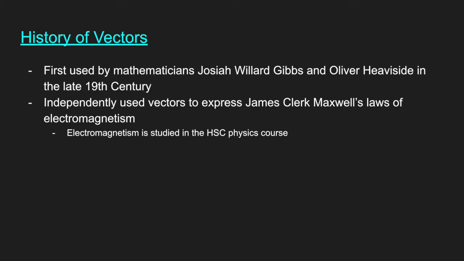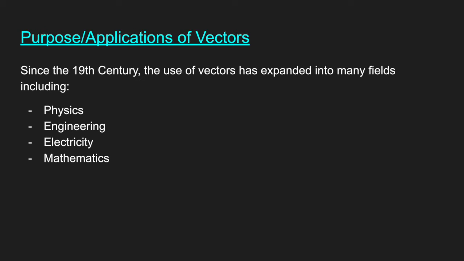In each of my lessons, I will look to emphasize the applications of what we are studying so that you truly know what you are getting out of the course. Vectors were first used by Josiah Willard Gibbs and Oliver Heaviside in the late 19th century. They were mathematicians who independently used vector analysis to express the laws of electromagnetism. This is a branch of physics often synonymous with light, which was synthesized by another physicist, Maxwell. Since this time, their use has expanded into other areas of physics, engineering, electricity, and mathematics, among other fields.